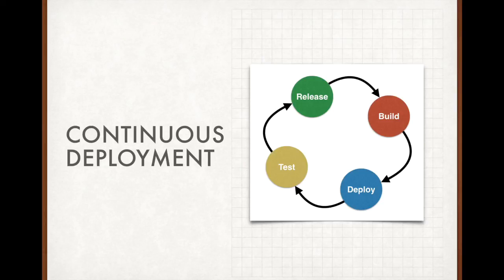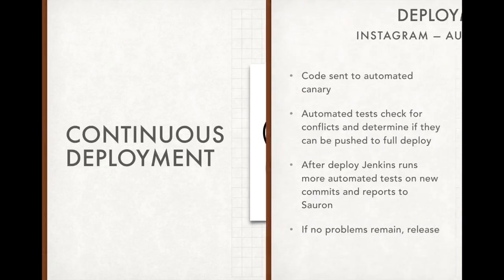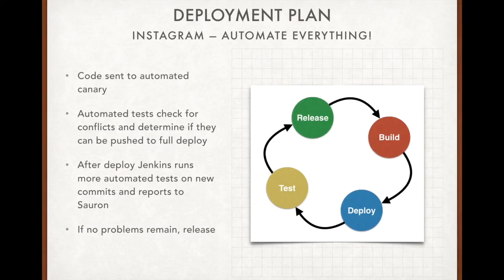So let's go over the process of how they do this. So the first step is the code is sent to an automated canary. A canary is basically just a testing group. It's a bunch of computers that they push changes to test and see if everything's working properly with whatever new features they've added.